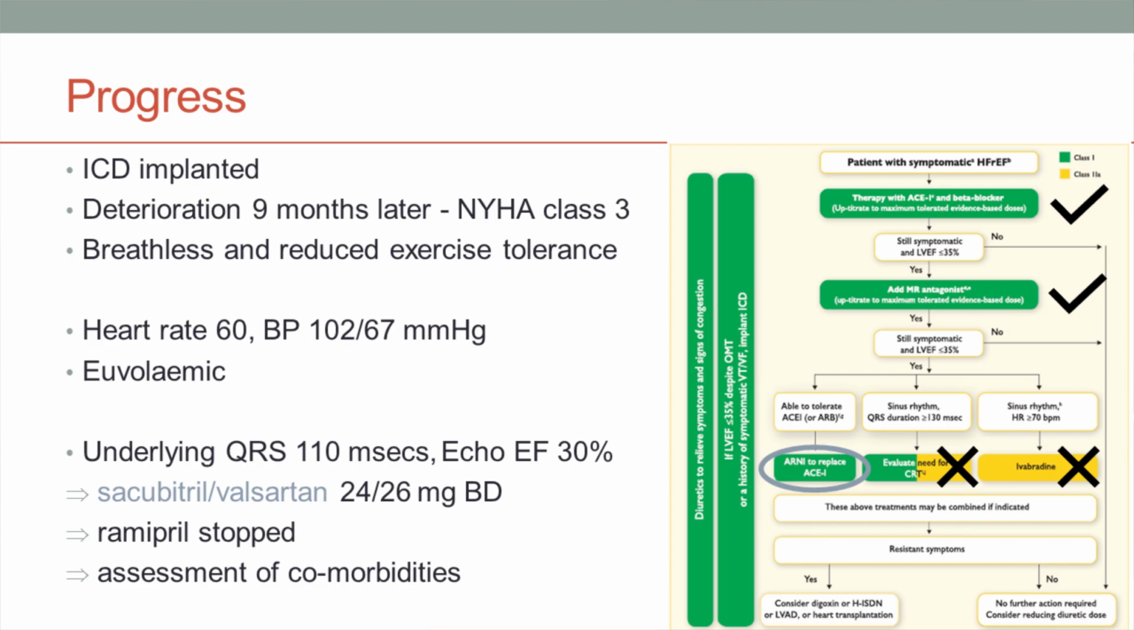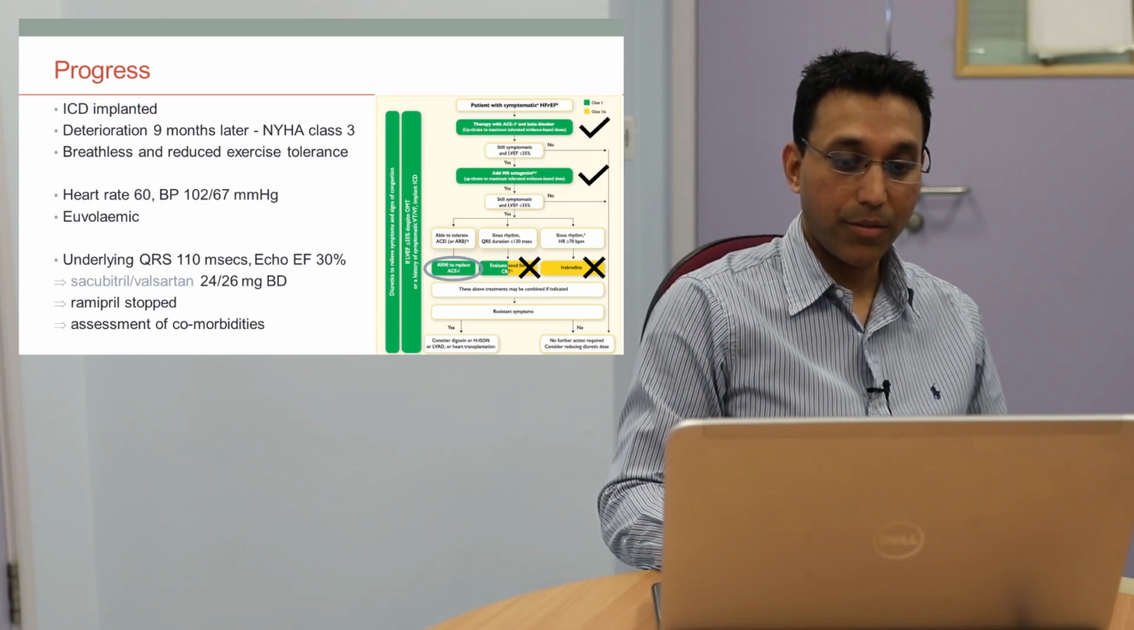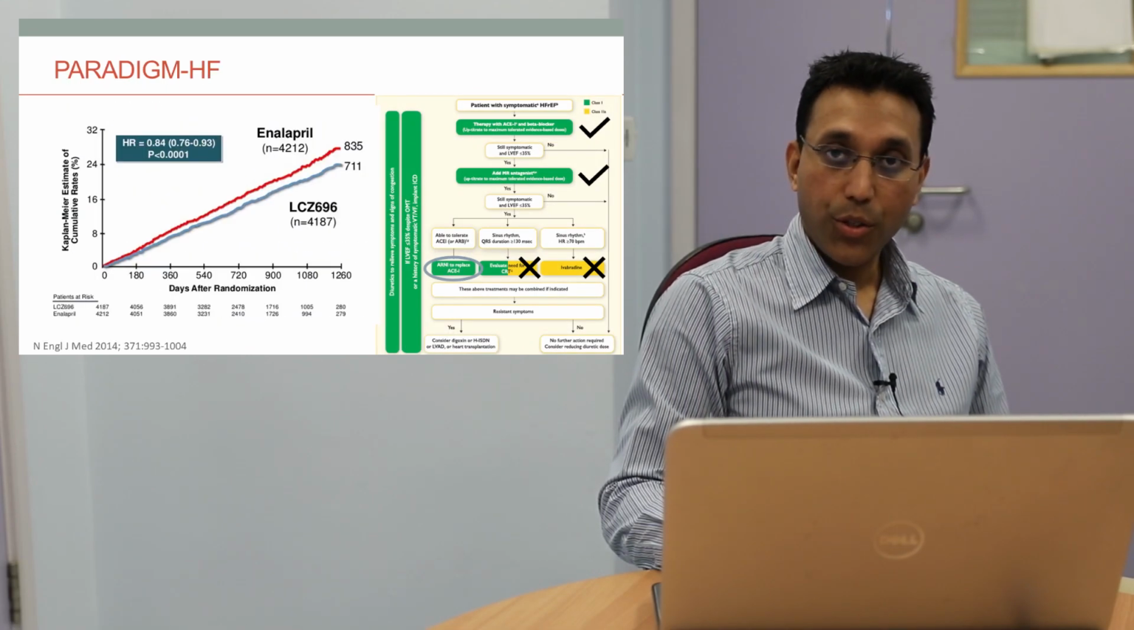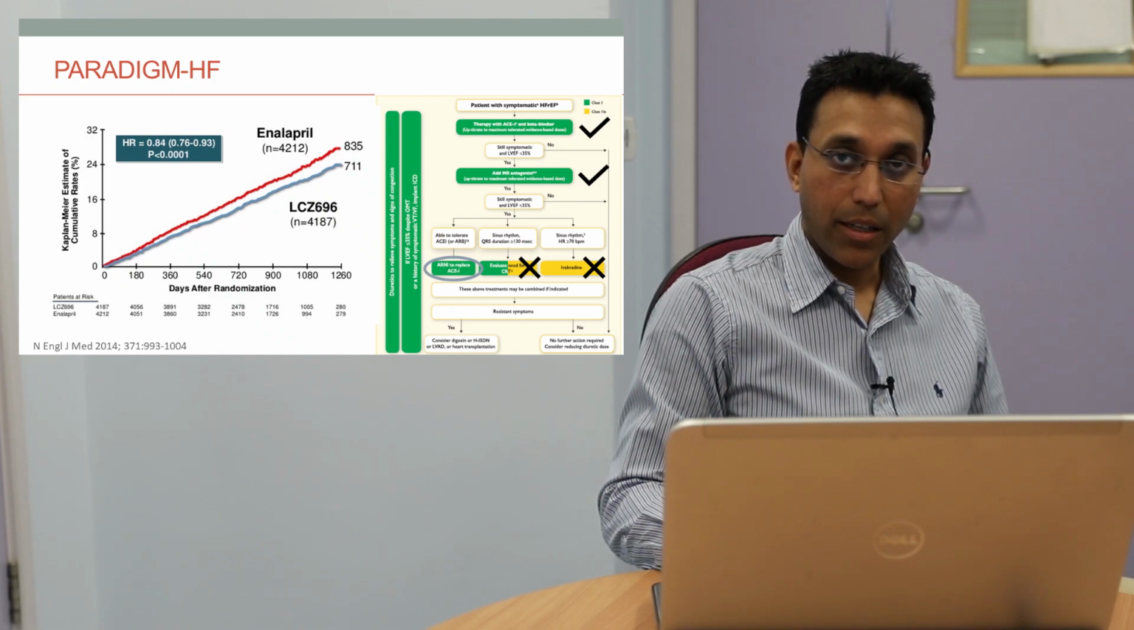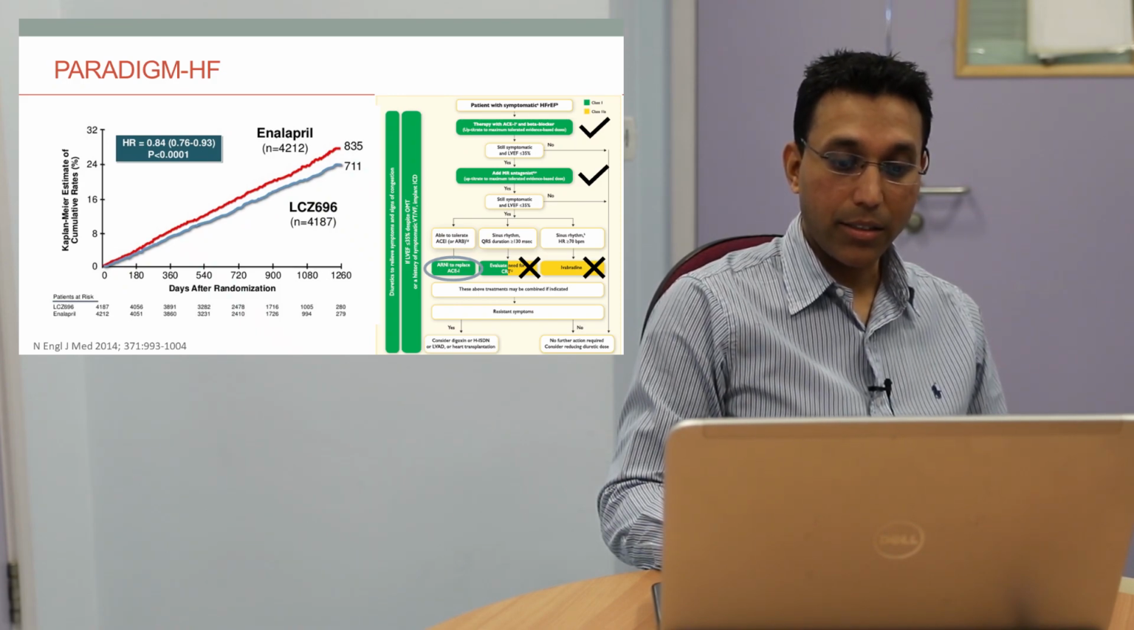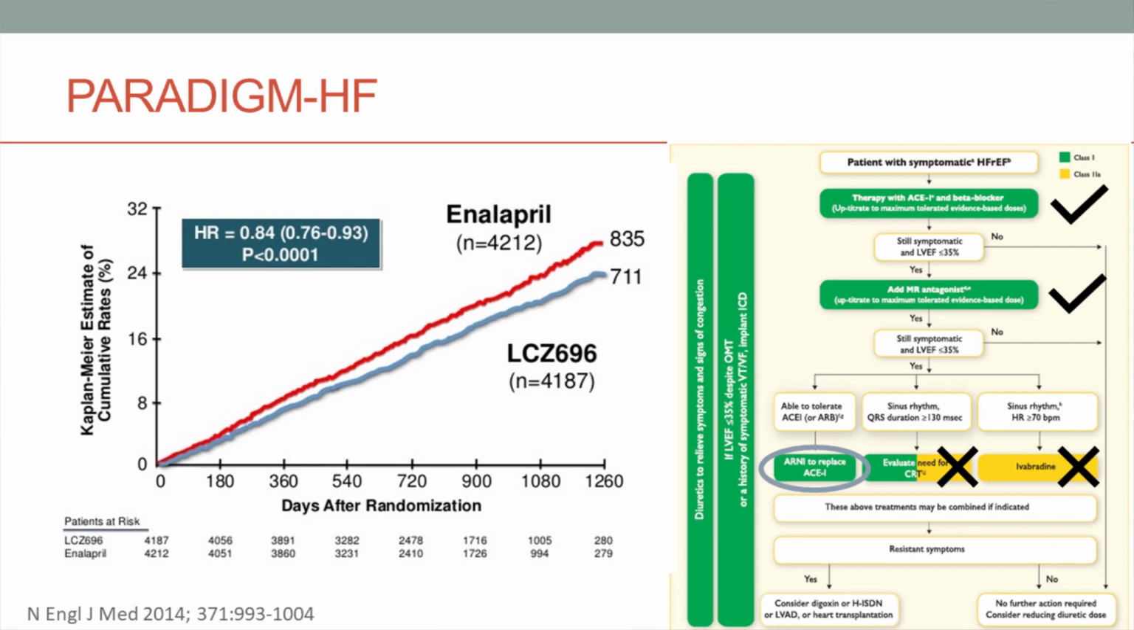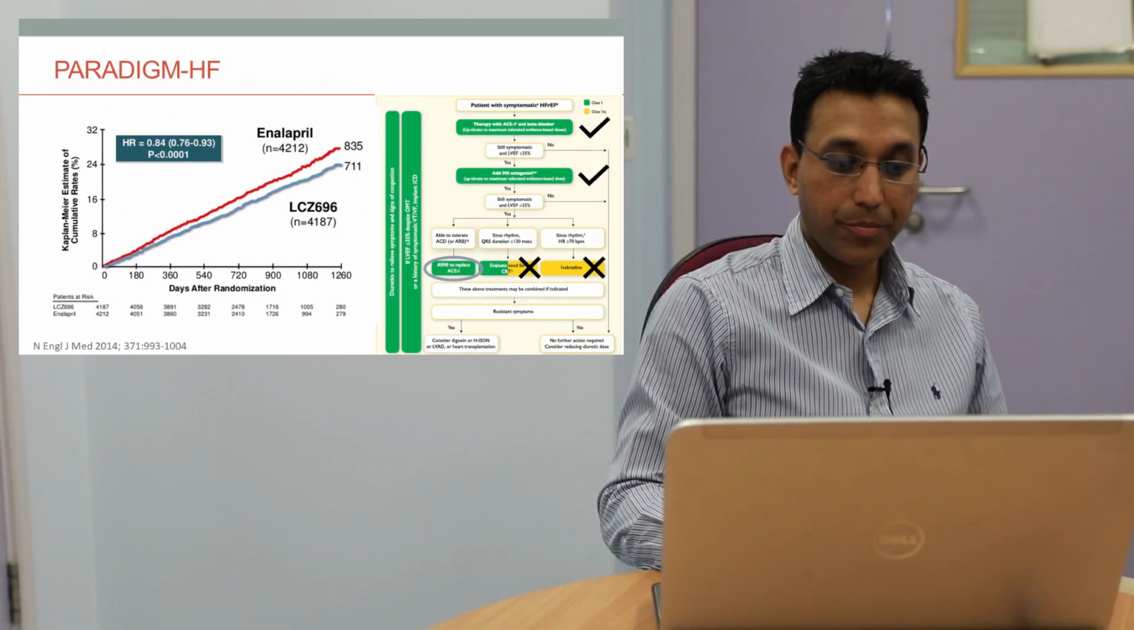We also made an assessment of her comorbidities. So the 2016 European Society of Cardiology Heart Failure Guidelines recommended sacubitril valsartan, an ARNI, in this case initially called LCZ696, in place of ACE inhibitor therapy for ambulatory patients with heart failure and reduced ejection fraction who remain symptomatic despite optimal treatment with an ACE inhibitor, beta blocker and MRA.